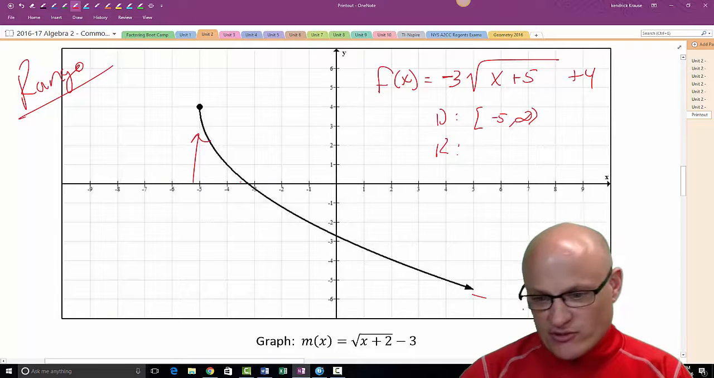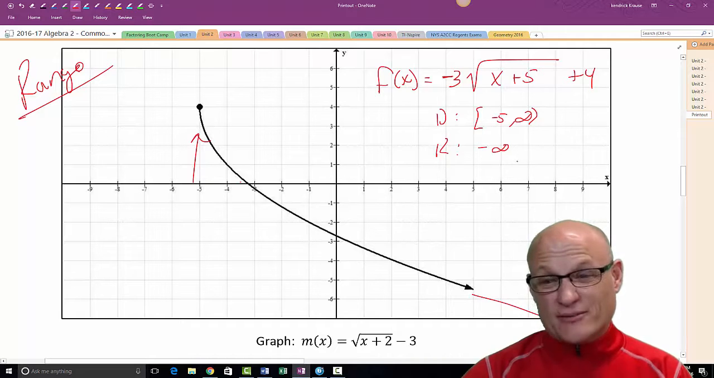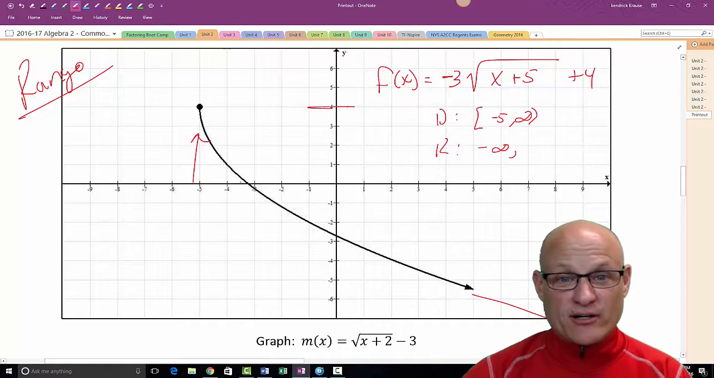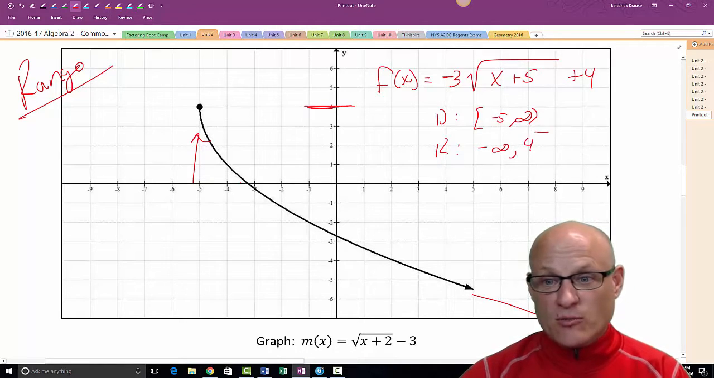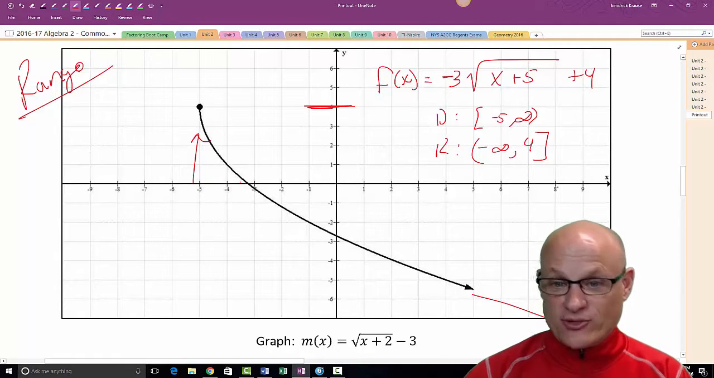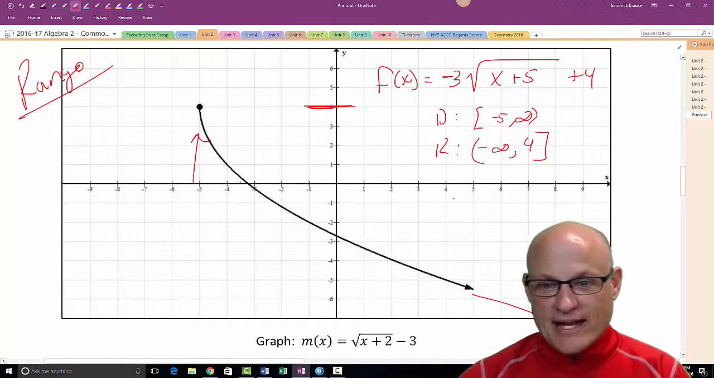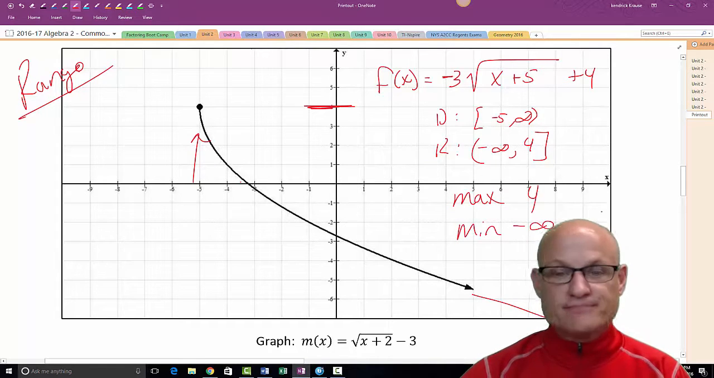The lowest number is down here at negative infinity. Remember, negative infinity can never go on the right. And the highest number is right here. It goes up to 4. Bracket, parentheses. So that was kind of tricky. The max, 4. Min, negative infinity.